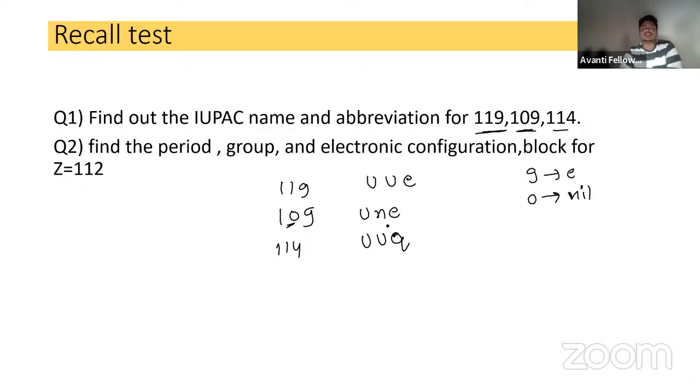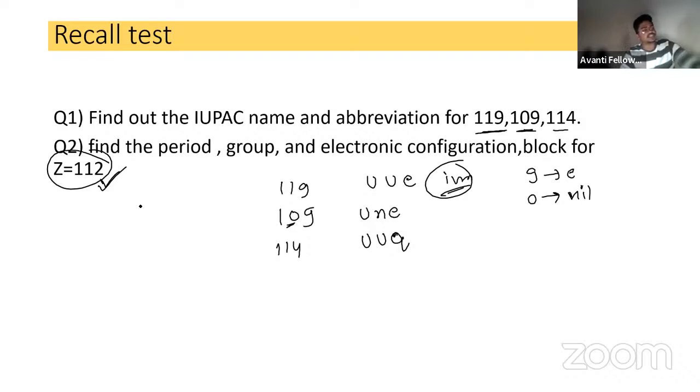Ununbium, nil, unbium, quadnium. Okay, so I told you to add just IUM at the end. You can easily find it. Next, try to find for Z equal to 112. Very easy, right? For Z equal to 112, as we found for bismuth, like that you can also easily find.